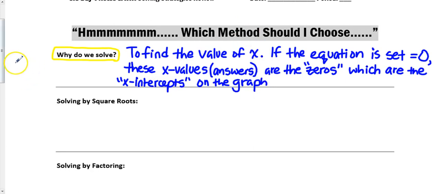Making a connection to our real-world scenarios, when you set a quadratic equal to 0, so like let's say I had this quadratic, a rocket's being launched from the ground and it lands back on Earth, we would set our quadratic equal to 0 and solve, because what you were really finding was those x-intercepts on the graph.